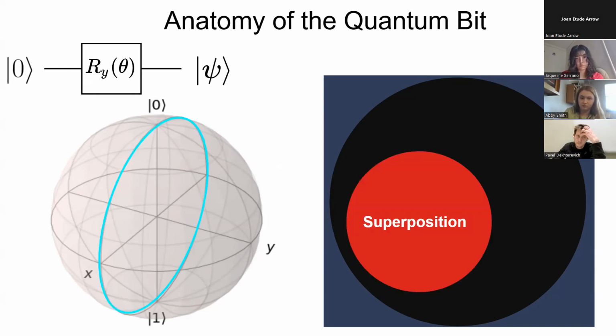If you have a Y rotation, so you're doing every single rotation, 0 through 360, and you're looking at all of those quantum states, psi, what do they all have in common? They all have in common that they are in a superposition. Now, what does that mean? People have heard of Schrodinger's cat?